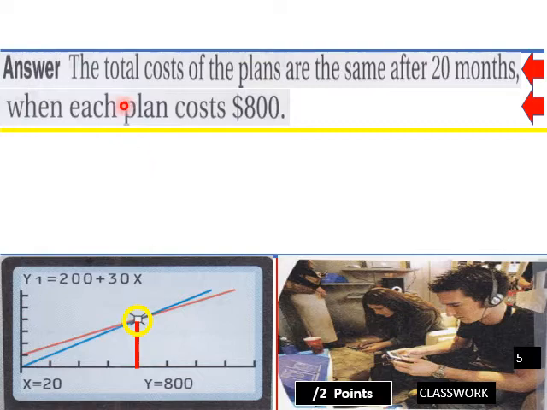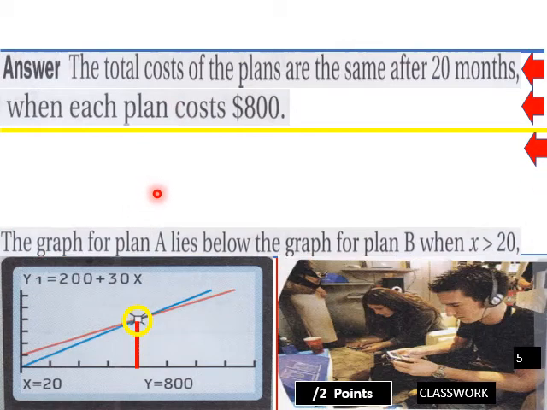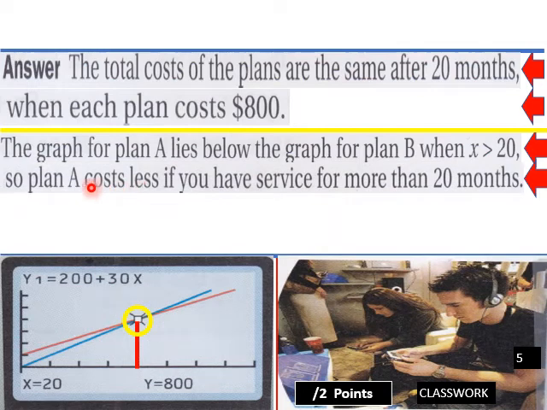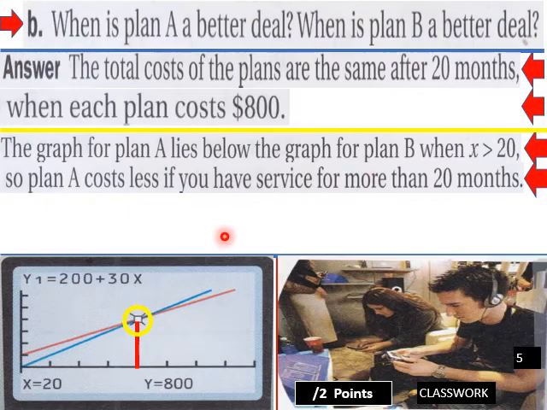So at 20 months, both these lines intersect. A and B intersect at 20 when x equals 20. So the graph for plan A lies below the graph for plan B when x is greater than 20. So here's plan A, and it's below plan B for costs after 20 months. So plan A costs less if you have service for more than 20 months.